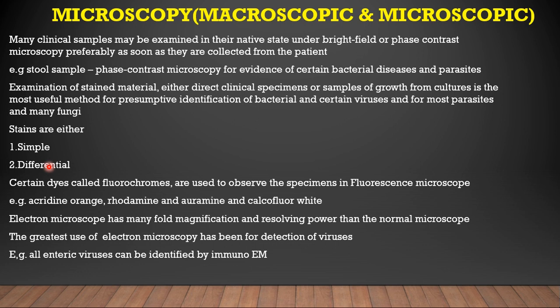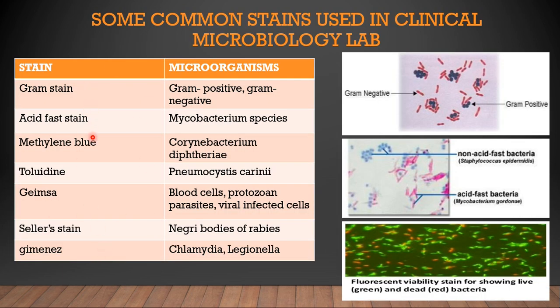The simple stain contains only one dye, which serves to delineate morphology but renders all the structures the same hue, so we cannot differentiate. So there comes the concept of the differential stain, which consists of more than one dye added in several steps, and the stained structures are differentiated by color or shape. In the next slide you can see the different types of stains used for identification of different microorganisms and cells.